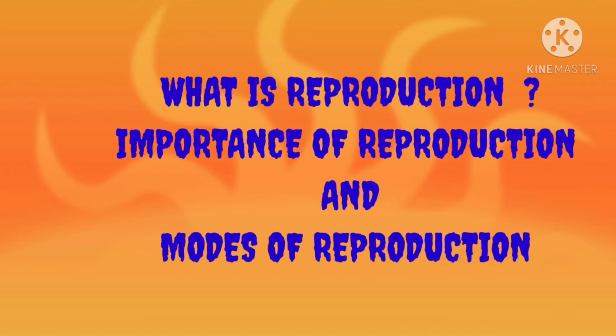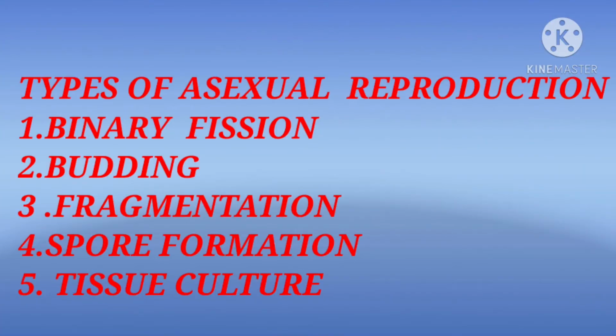That means it is important for the existence of life on the earth, to maintain the number of species, and the different modes of reproduction, that is asexual and sexual reproduction, and the difference between them. In this video, we will read about the different types of asexual reproduction, like binary fission, budding, fragmentation, spore formation, etc. And explanation with the help of diagram.